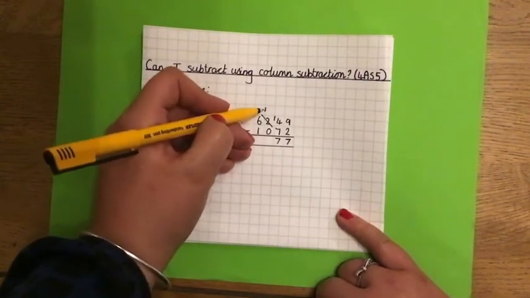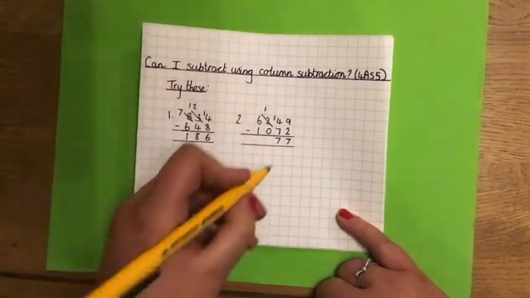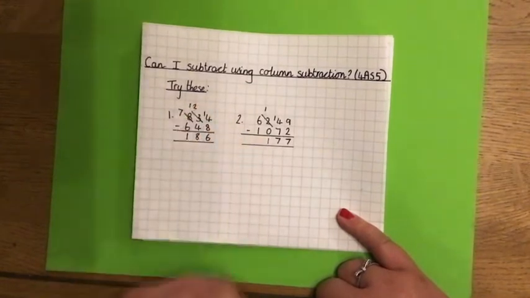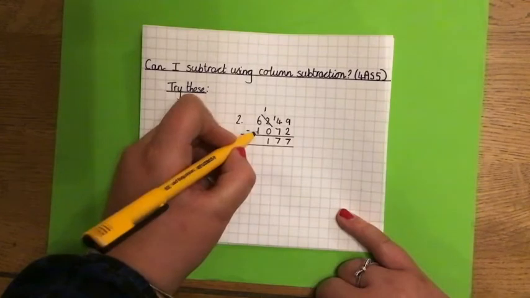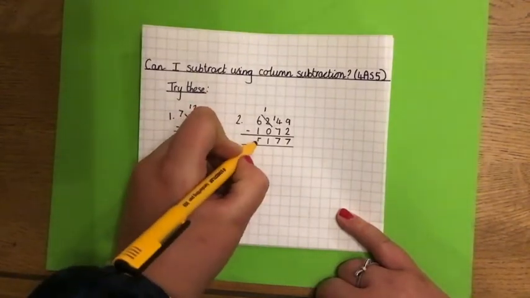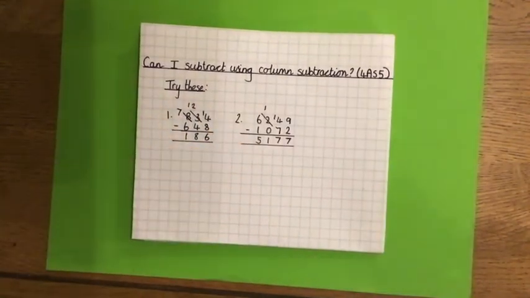Okay, here I've got 100 take away no hundreds is still 100. And then in my thousands column, 6,000 take away 1,000 is 5,000. So your answer here, children, is 5,177.